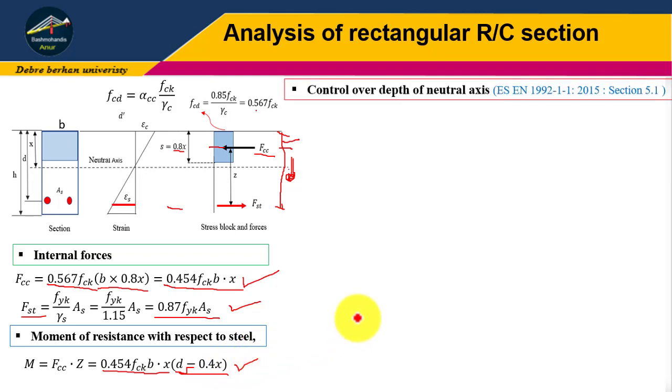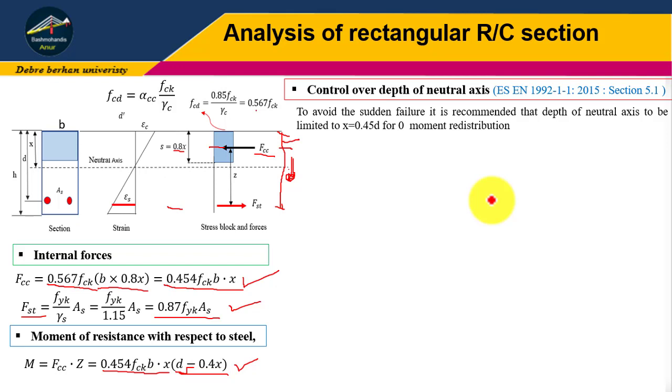Okay, another important thing here is controlling the depth of the neutral axis. To control the neutral axis depth you have to refer to Ethiopian Standard 1992 or Eurocode 2, section 5.1. To avoid any sudden failure due to compression, it is recommended that the depth of the neutral axis be limited to 0.45 d for zero moment redistribution.